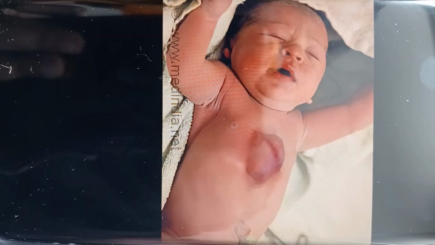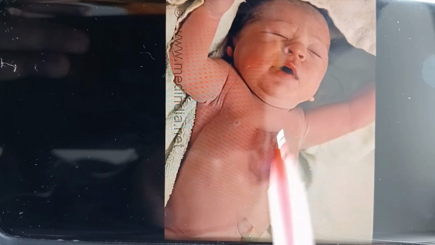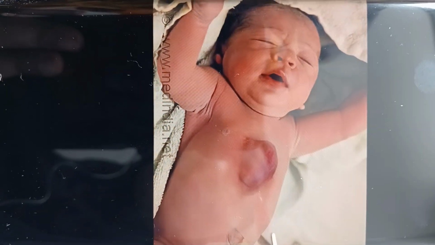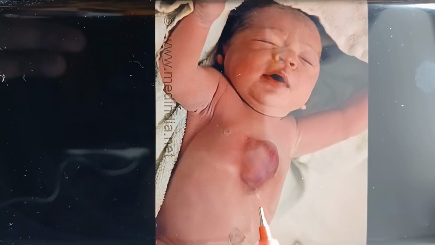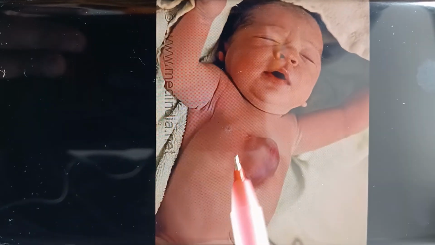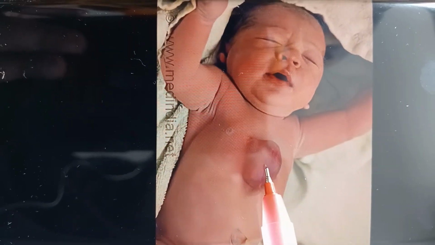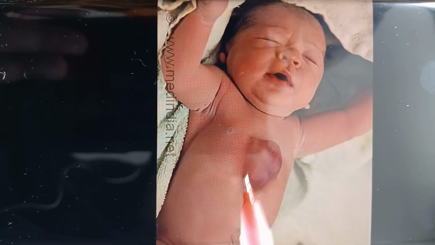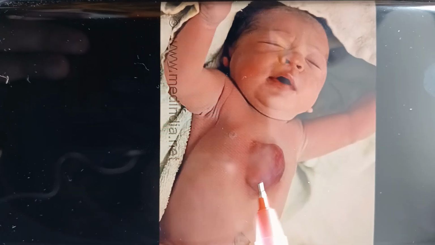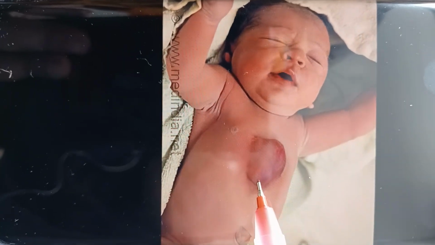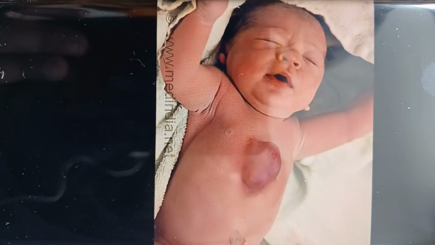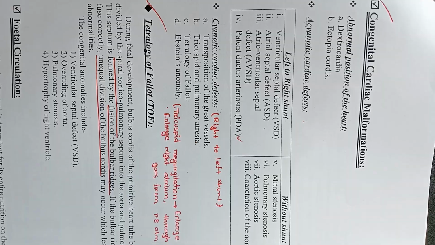And the second abnormal position of the heart is ectopia cordis. We know the word ectopic comes from abnormal position. In ectopia cordis, the heart comes out onto the surface of the body wall due to a defect in the sternum. That means if the two cartilaginous plates of the sternum fail to fuse in the midline, in that condition the heart may come out onto the surface of the body. This is known as ectopia cordis.